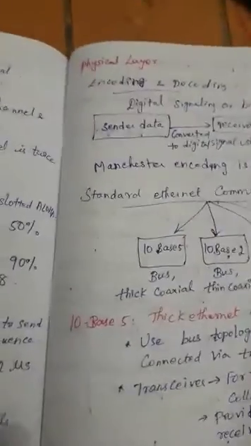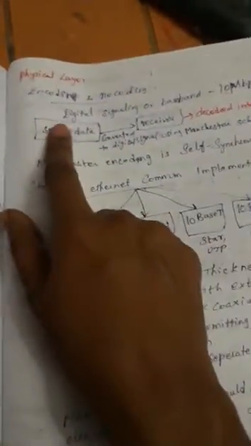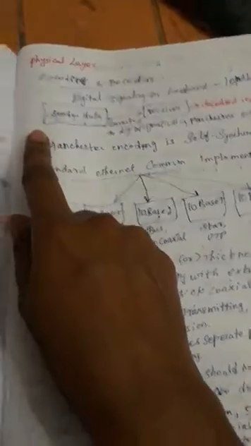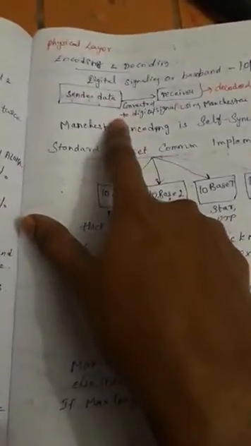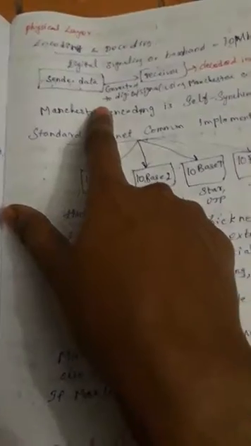Physical layer, encoding and decoding. Digital signaling or baseband, the speed is 10 megabits per second. From sender to receiver, the physical layer does this conversion. It converts to a digital signal using Manchester encoding. Here it uses the technique of Manchester encoding, which is self-synchronized.